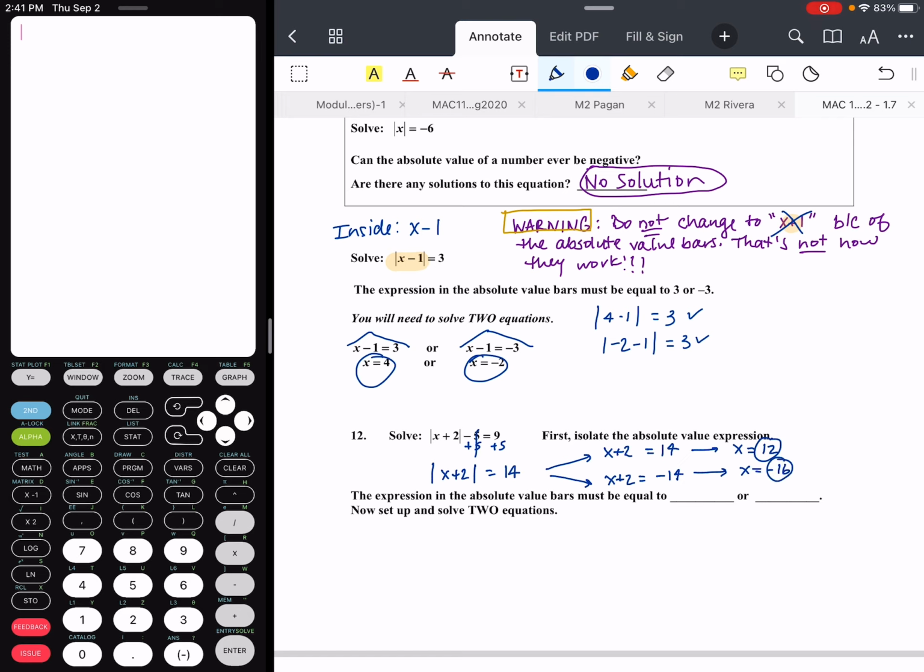After I isolate the absolute value, the expression in the absolute value bars must be equal to positive 14 or negative 14. I'll make a note that that's after isolating the absolute value. And that's why I chose to set each equation equal to positive 14 and negative 14.